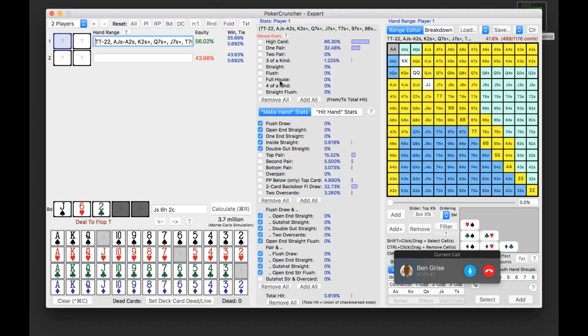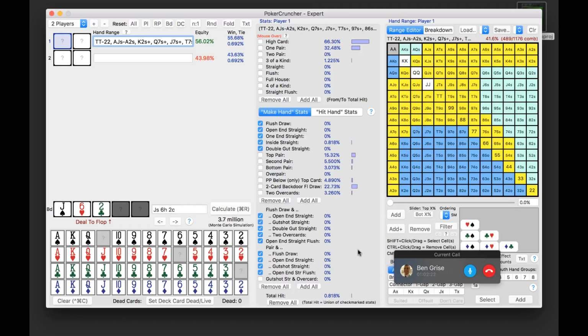It also takes this entire range and breaks it down in this center column and shows you how likely it is for your opponent to flop one of these categories: flush draw, open-ended straight draw, inside straight draw, high card, one pair, two pair, three of a kind. You see how that works? With this flop, it shows you how likely it is for them to flop those hands. All Poker Cruncher is doing is taking this range and showing you how likely it is for this range to connect with this board, and it displays all of it right here in the center column.